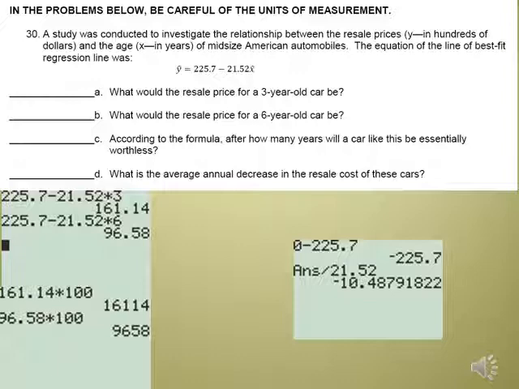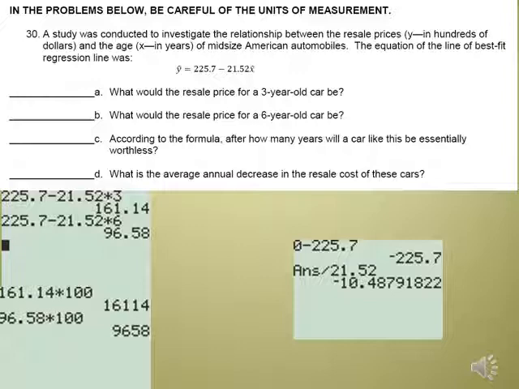What's really going on here is if you look carefully at the problem, it tells you that Y is in hundreds of dollars. And that's why what I did right below that is I took those answers times 100. And technically the first answer would be 16,114 and the second one is 9,658. Both of those are actually impossibly accurate answers. In the real world, you'd say about 16,000 and probably about 9,600 would be what we'd end up saying for those prices.